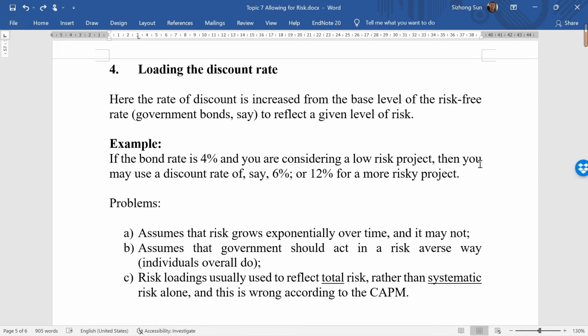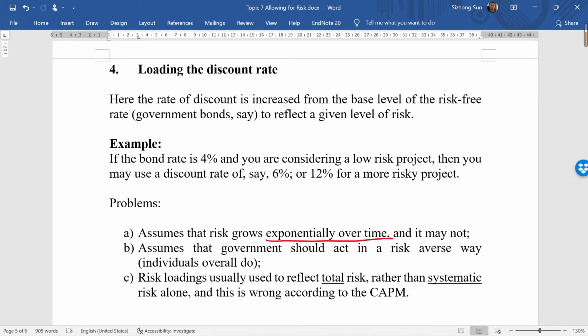Here are some problems with this approach. First, it assumes that risk grows exponentially over time. When we discount, it's exponential discounting. Since we augment the discount rate with risks, we are actually assuming that the risk is growing exponentially, and in reality, it might not be the case. We are also assuming that government should act in a risk-averse way. Well, this might not be true if we think that the government should be risk neutral.